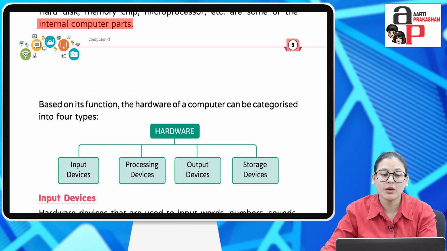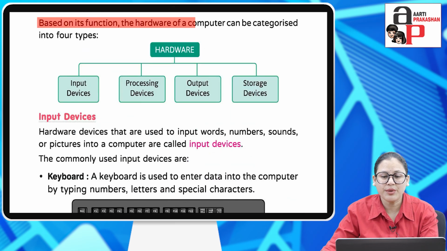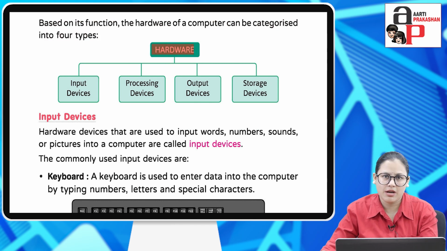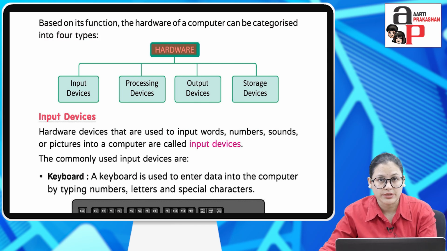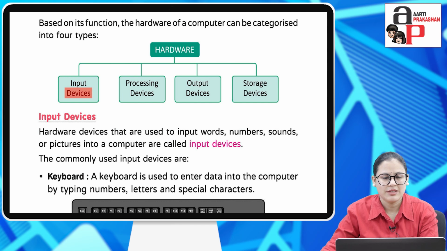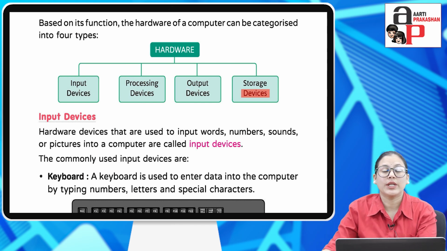Okay, now based on its function, the hardware of a computer can be categorized into four types. Now, further hardware can be classified into four categories. Okay, one is input devices, processing devices, output devices, and storage devices. Okay, now let's learn about them in detail.